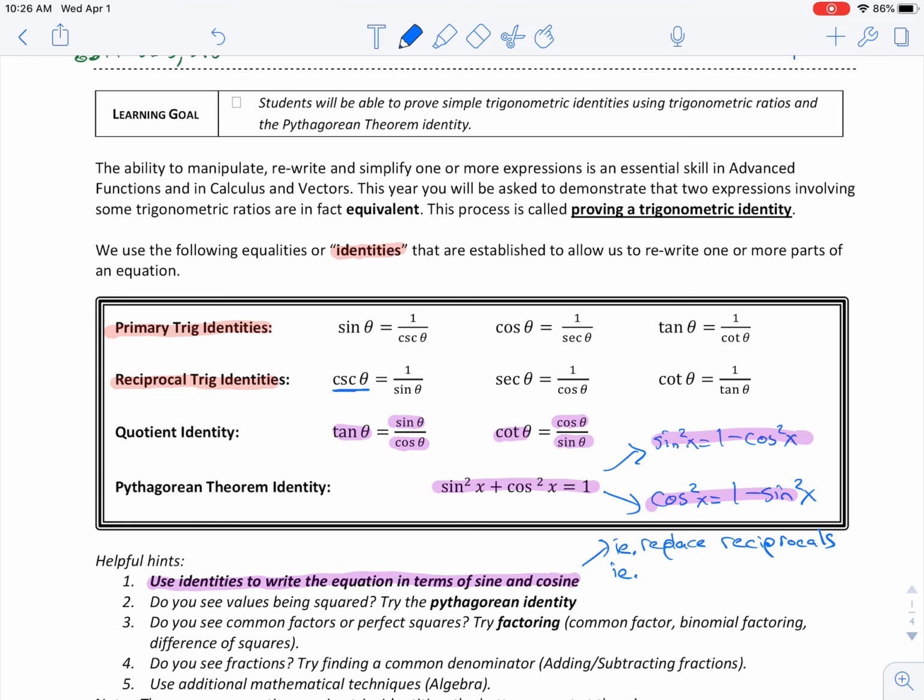Another example would be, let's say I had tangent. So tan of theta is sine over cos. I would replace tangent with sine over cos. So generally you try to work with just sine or cosine.